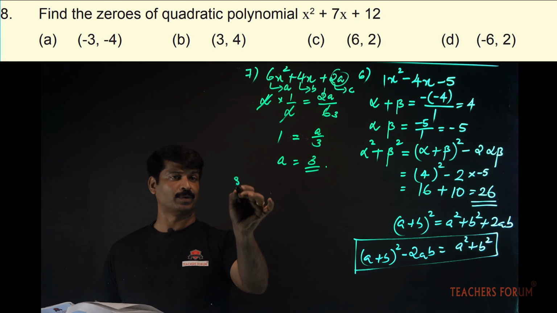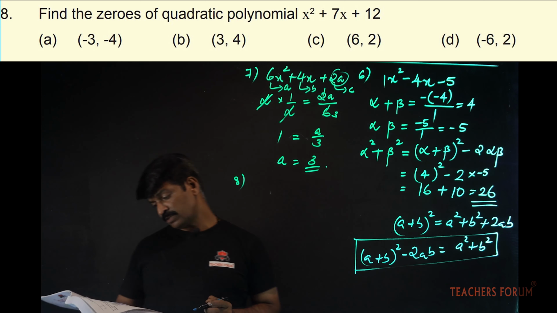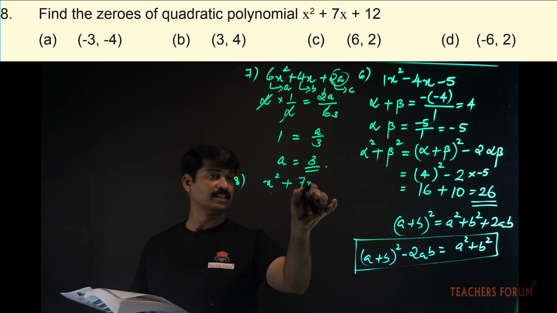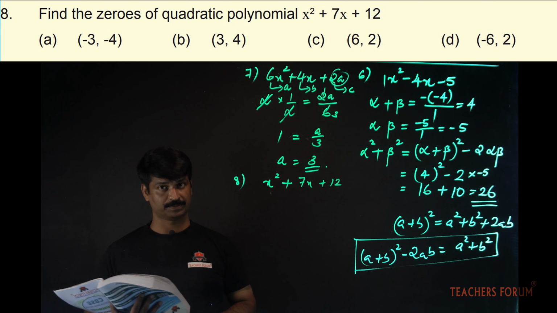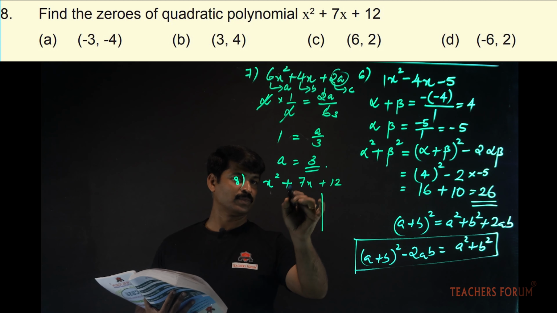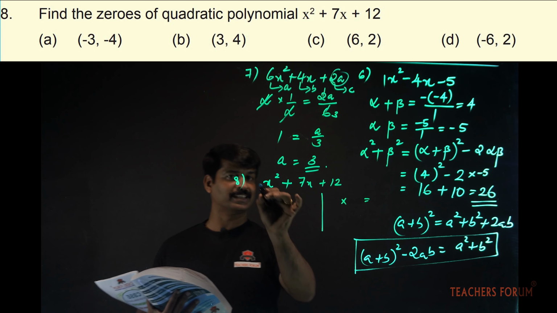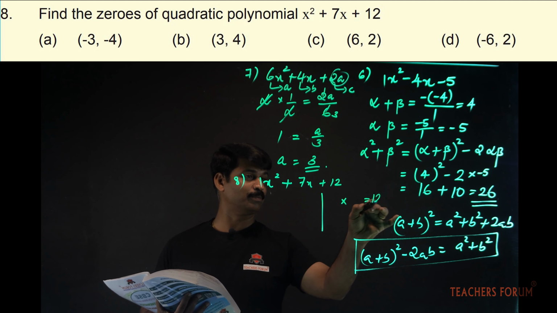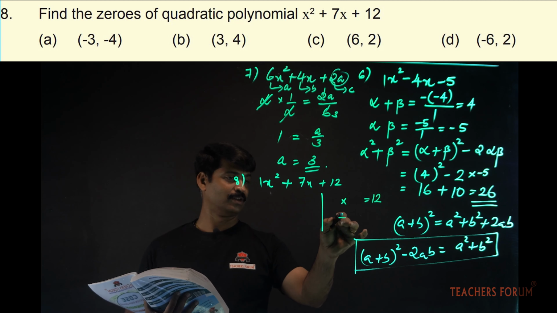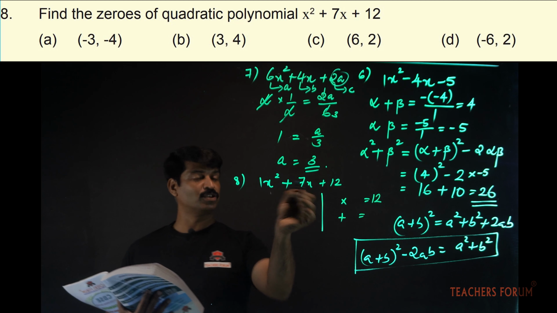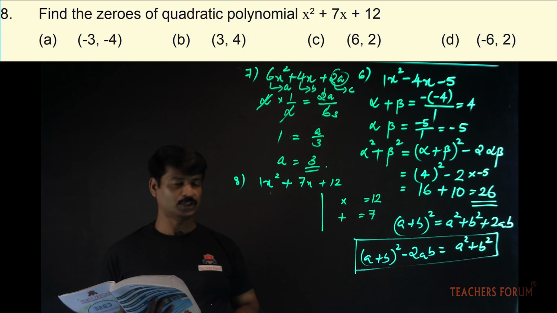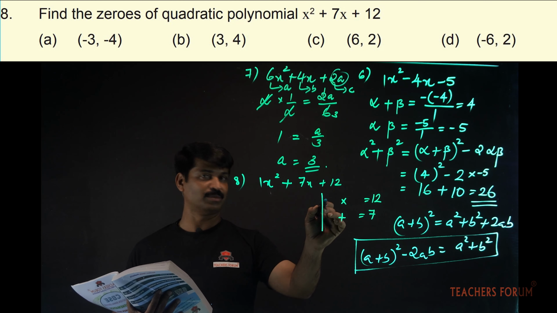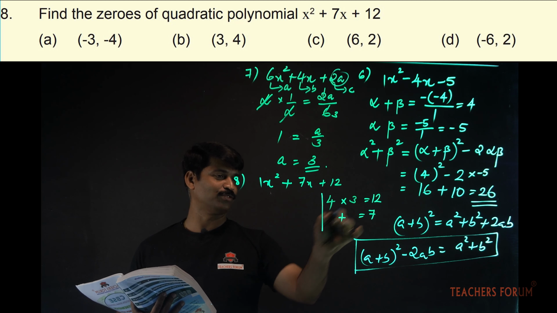Now let us solve the 8th one. Let's read the question now. Find the zeros of the quadratic polynomial x square plus 7x plus 12. You know how to find the zeros. To find the zeros here, when you multiply, you should get coefficient of x square into the constant term, that is 1 into 12. So when you multiply, you should get 12. When you add, you should get the coefficient of x, that is 7. You have to find two numbers such that the product of two numbers should give you 12 and the sum should give you 7. The numbers are, yes, you are right, 4 and 3.